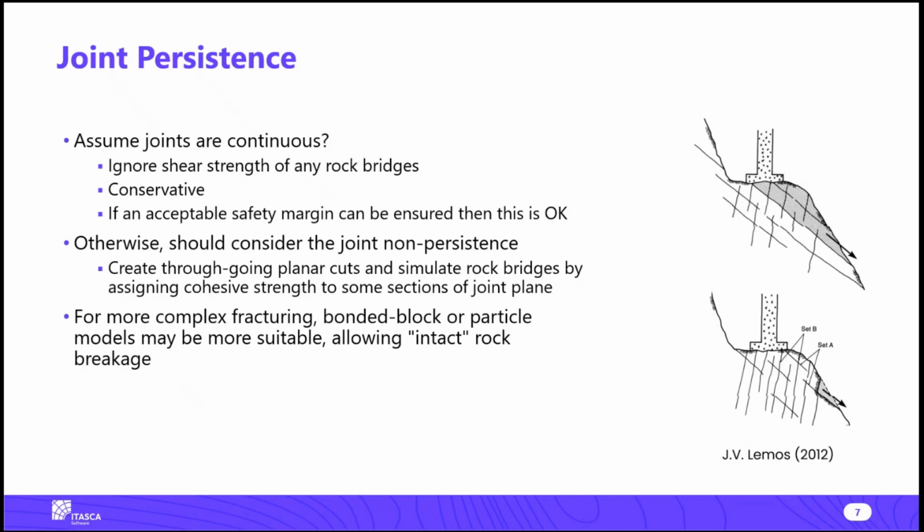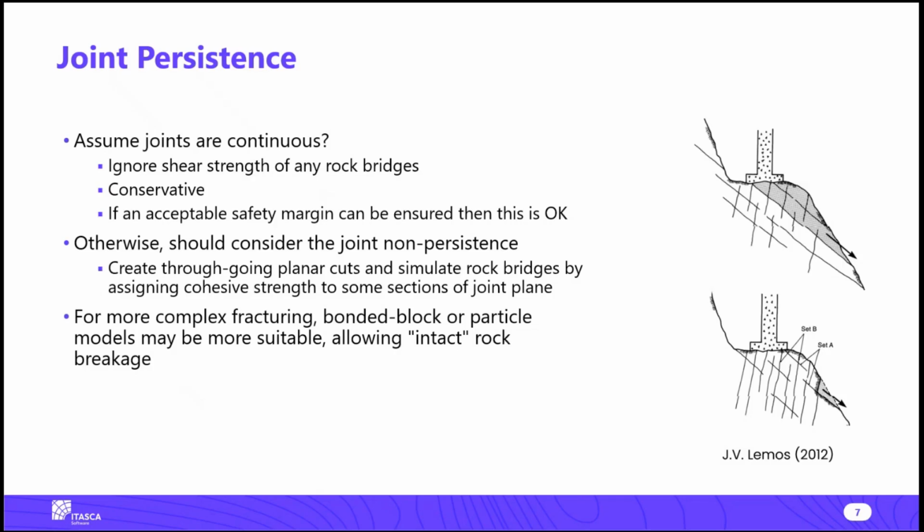Another thing to be aware of here is the concept of joint persistence. Do we want to assume that all the joints are continuous or not? We know that in reality, you often have rock bridges between different discontinuities that may or may not fracture under stress. It's relatively easy to build a model with continuous joints, and this would be a conservative approach. You probably have more sliding than would occur in reality.